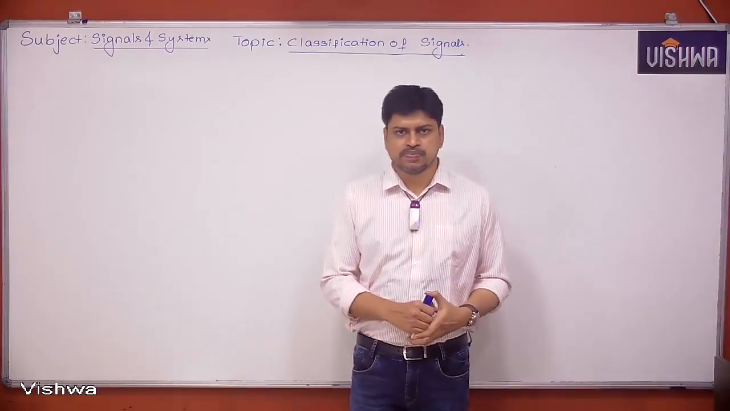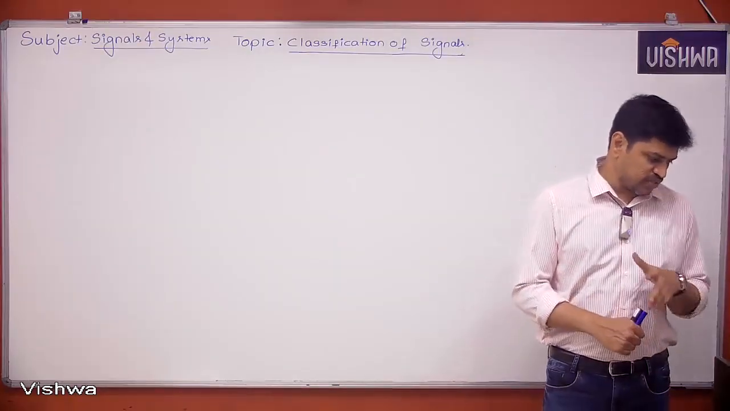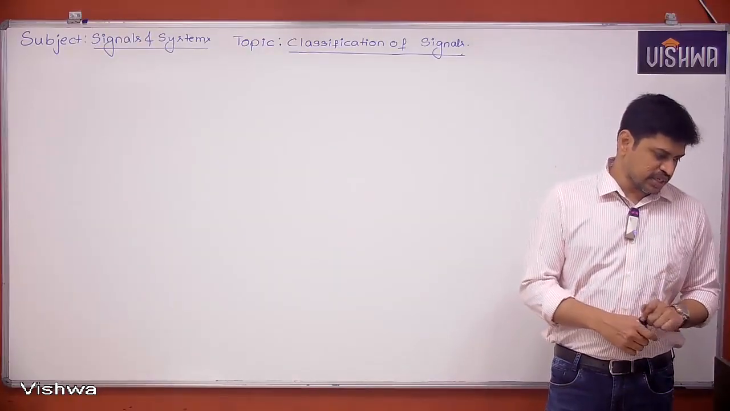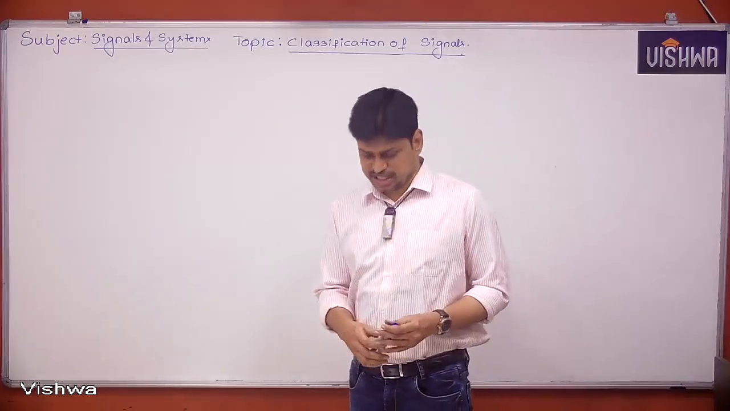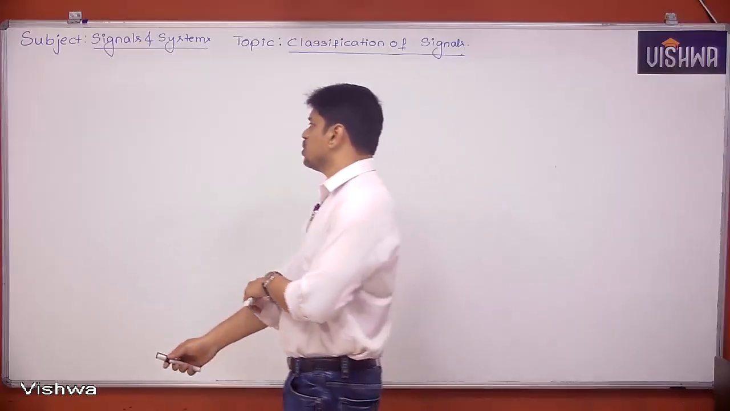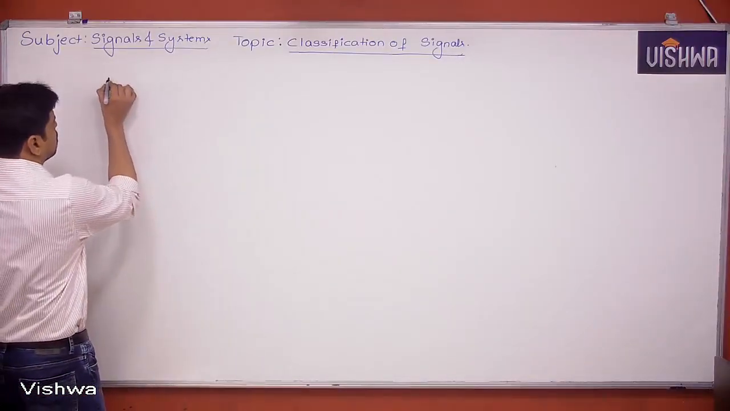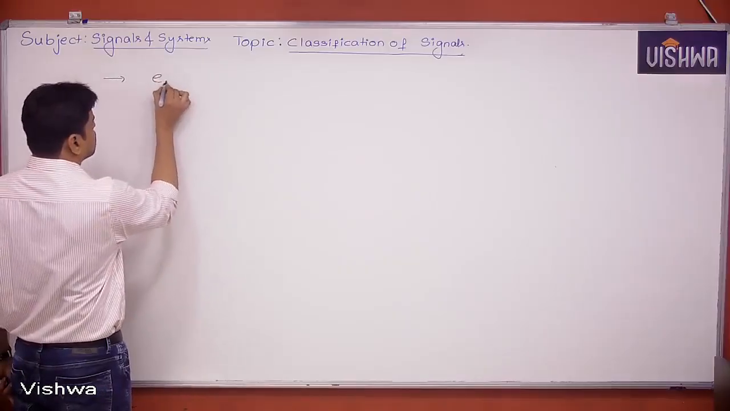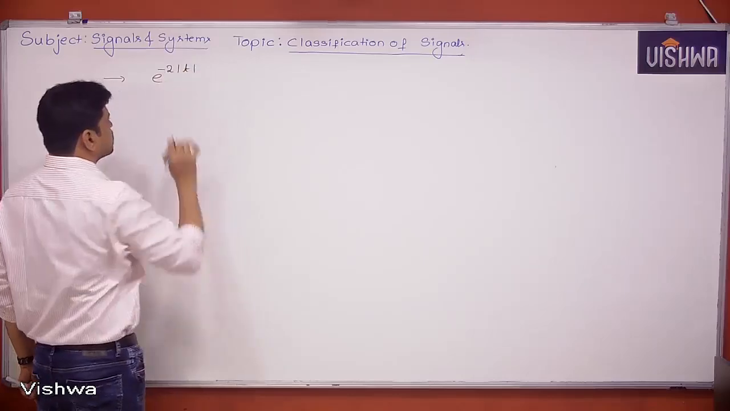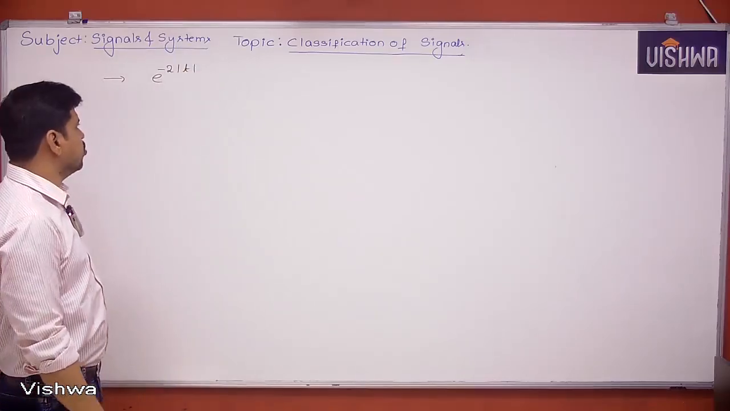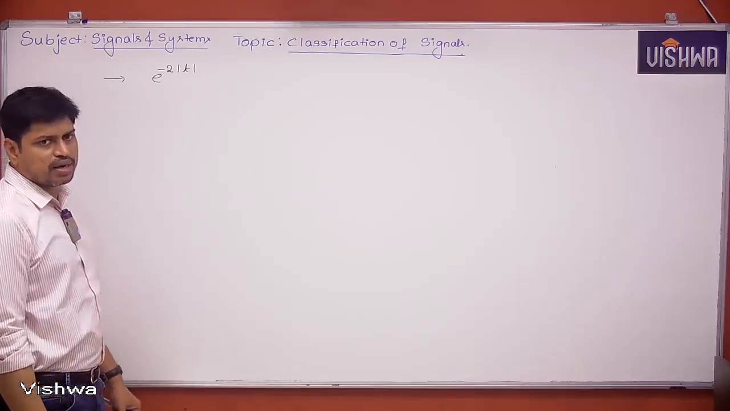Welcome back. So in the previous class we have seen classification of signals. In that we finally saw what a bounded and unbounded signal is. In that I want to give one more example. You have to tell me this: e power minus 2 mod t. What about this signal? Is it a bounded signal or unbounded signal?